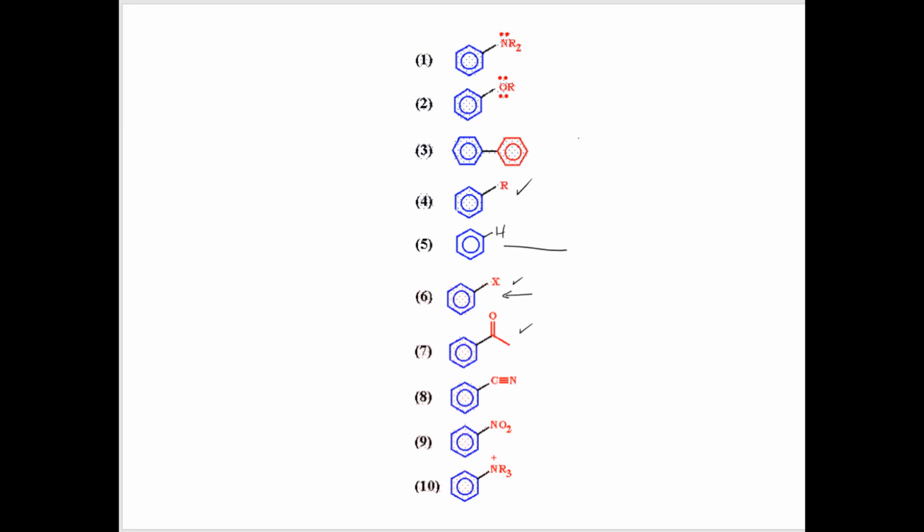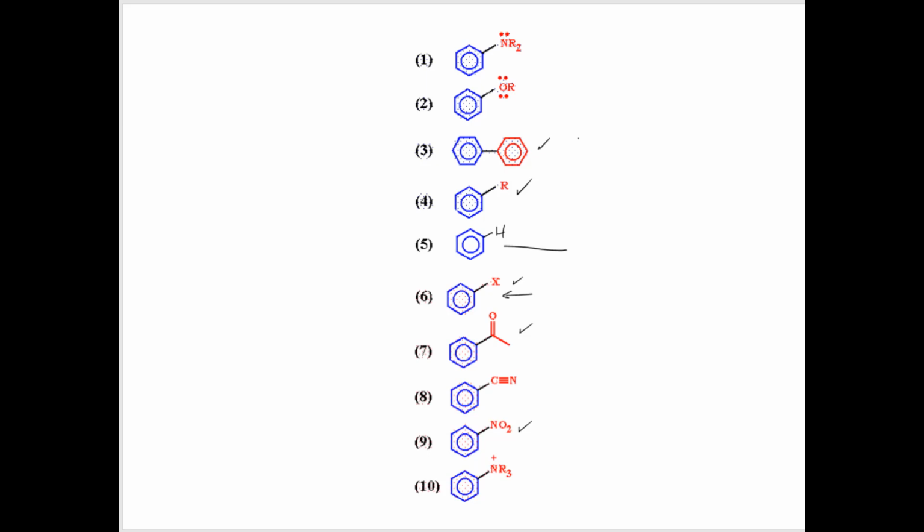Do I know how to put a nitro group? Yes. Do I know how to put an OR group? No. Do I know how to put an NR group? No. Do I know how to put a benzene ring on? Yeah, I could just use Friedel-Crafts for that. So how do I put a C triple bond N group? Don't know. So we have to learn the reactions for putting those groups on the ring.